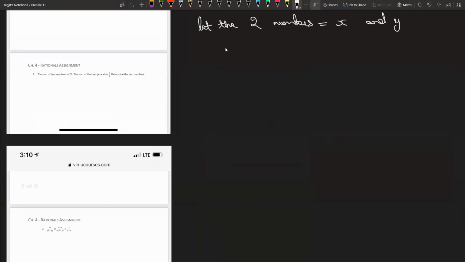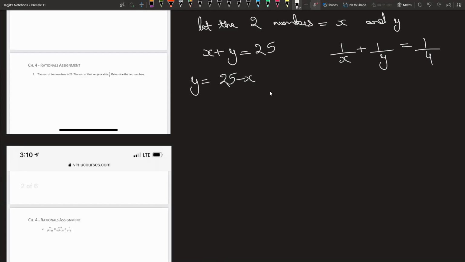First, the question says the sum of two numbers is 25, so x plus y is equal to 25. Then it says the sum of their reciprocals is 1 over 4. Reciprocal of x is 1 over x, reciprocal of y is 1 over y, and their sum is equal to 1 over 4. Now you can isolate one of the variables. So y is going to be 25 minus x, and in this equation, in place of y, you put 25 minus x.